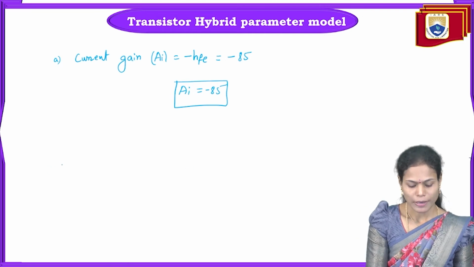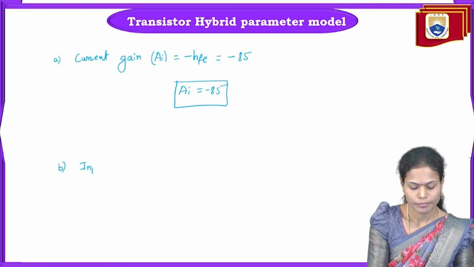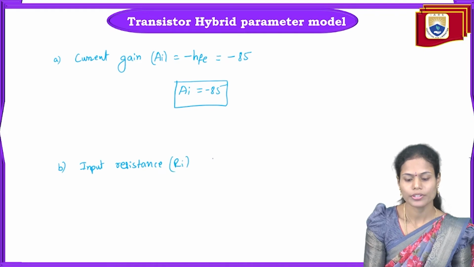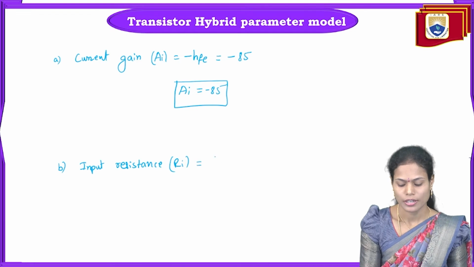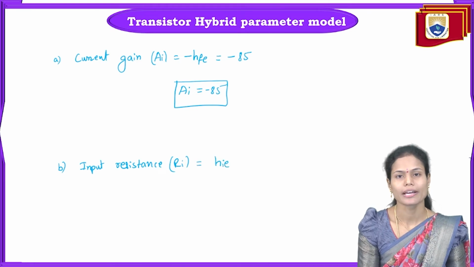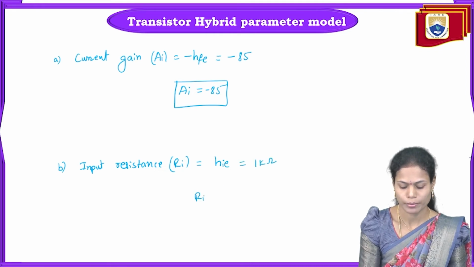And the next parameter I am going to calculate here is input resistance RA. The input resistance RA in the case of approximate analysis is directly equal to the input impedance of the H parameter model, HI. So the value of this one is 1 kilo ohm. So the input impedance is 1 kilo ohm.